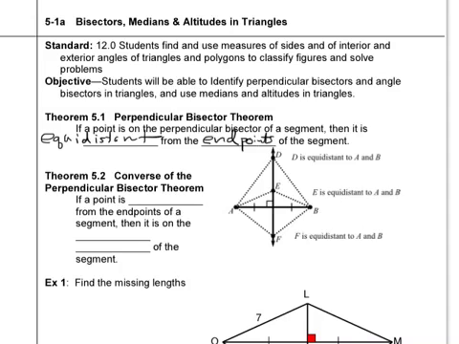Okay, and the converse just says the same thing but kind of backwards. It says if a point is equidistant, so if we know that it's equidistant from the endpoints of a segment, then it must be on the perpendicular bisector.